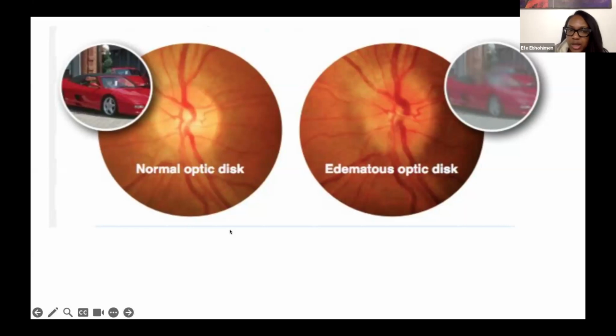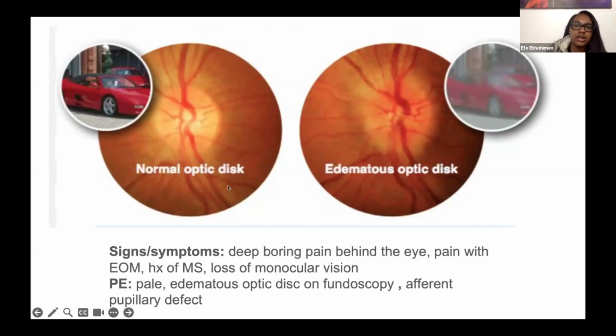This patient came in with optic neuritis, but on your fundoscopy exam, you're going to see an edematous optic disc, and they're also going to be complaining of usually monocular vision loss or blurred vision. Some of the symptoms might be a deep boring pain behind the eye, pain with extraocular movements. They'll have a history of MS most likely.